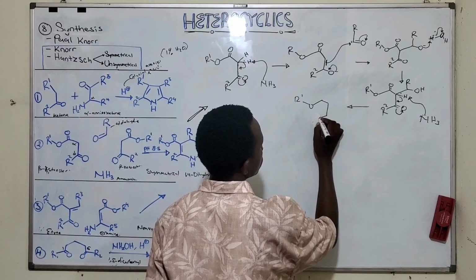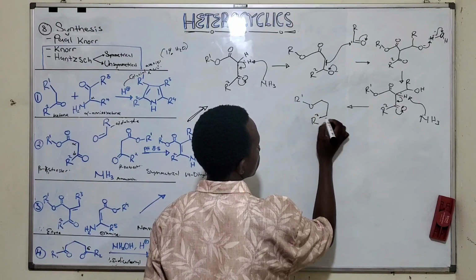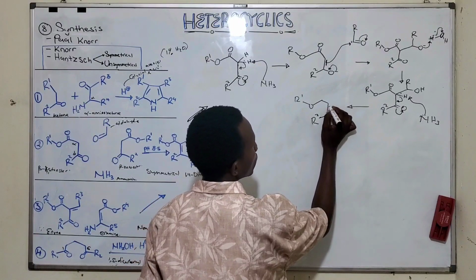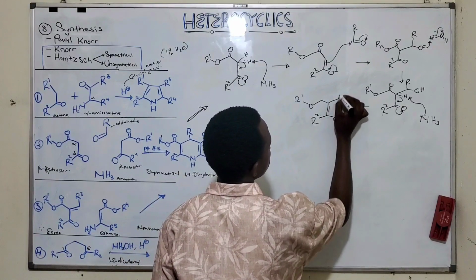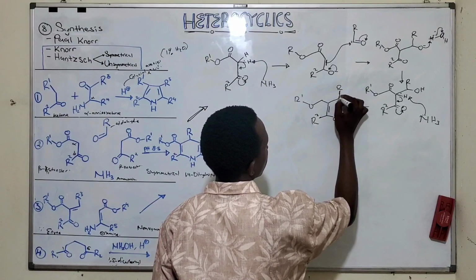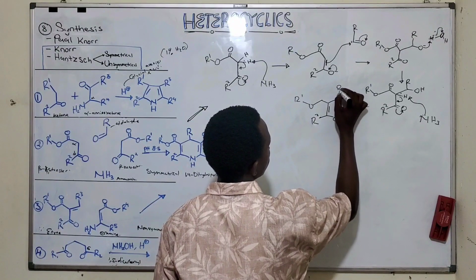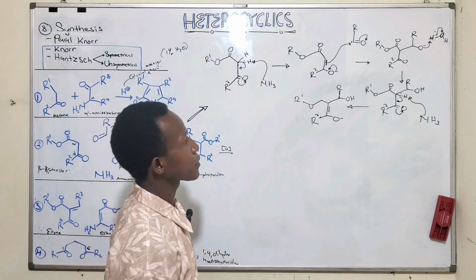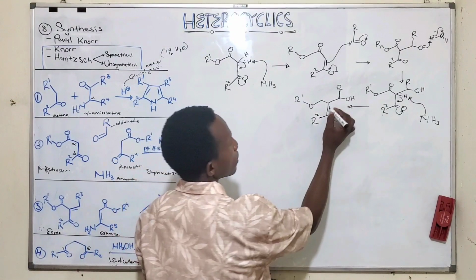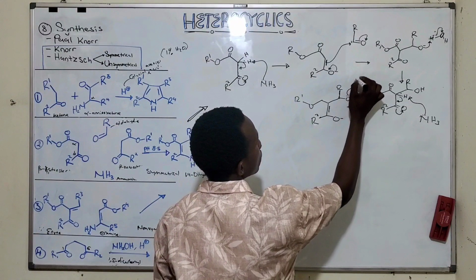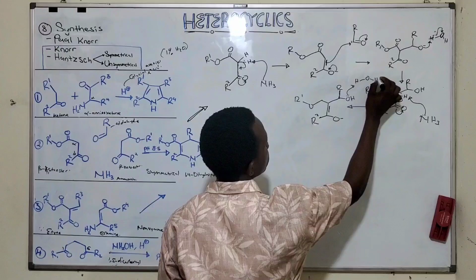This is R2, O minus. We have formed a bond here. Then we have R and OH. R and OH, that's what you're having. Again, this one can take up hydrogen.